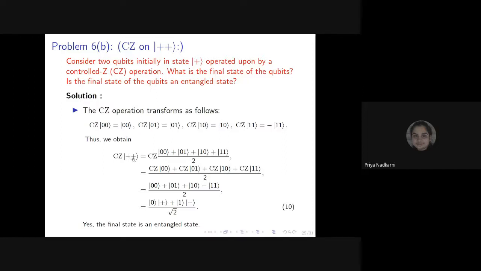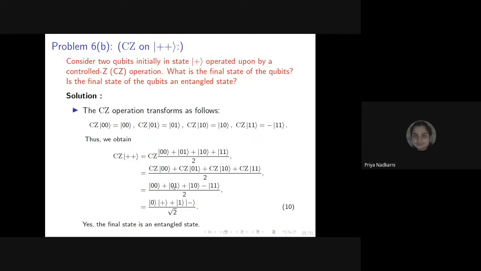The plus plus state, we can expand out as (|00> + |01> + |11> + |10>)/2. As CZ is linear, we can apply CZ on each of these basis states. CZ applied on 0,0 gives us 0,0. CZ applied on 0,1 gives us 0,1. CZ applied on 1,0 gives us 1,0. And CZ applied on 1,1 gives a minus |11>.